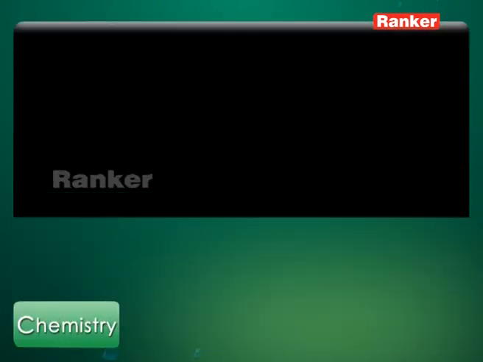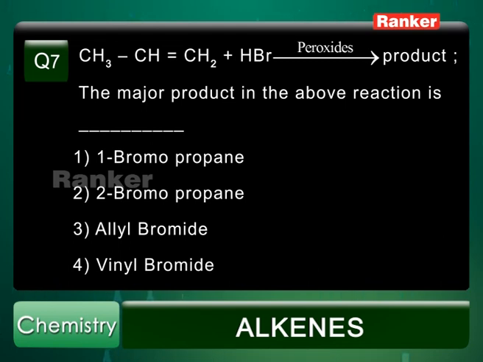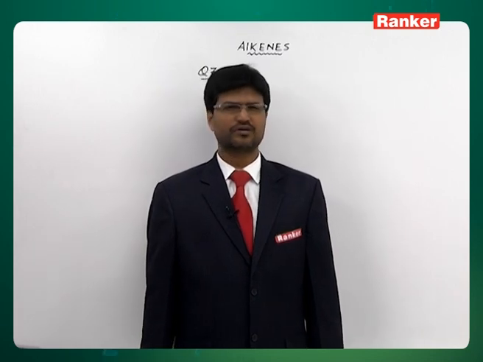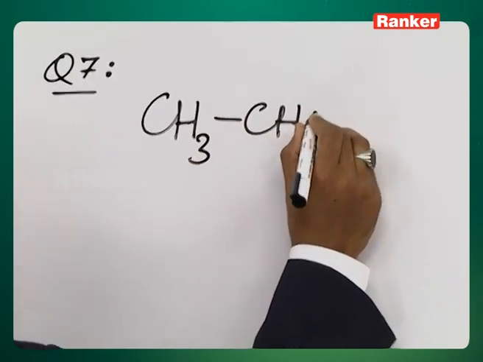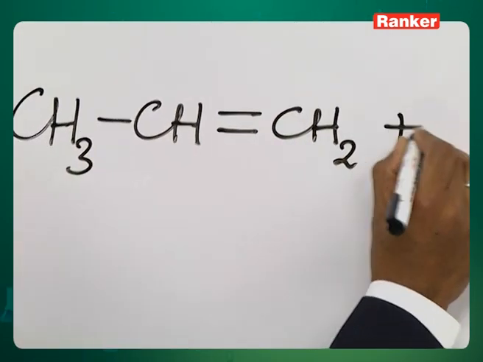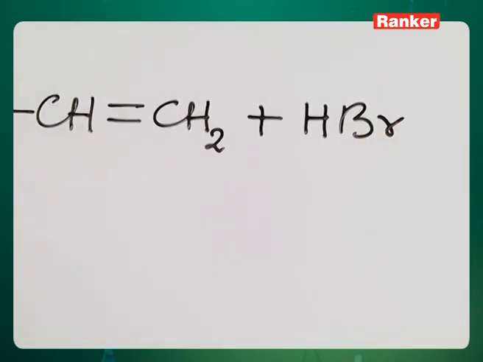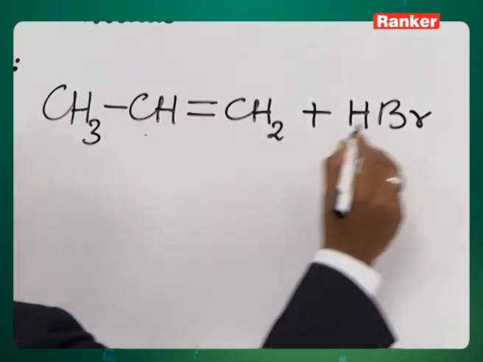Question number 7. Propene is made to react with HBr in presence of peroxide. The major product in the above reaction: first option is 1-bromopropane, second option is 2-bromopropane, third option is allyl bromide, and fourth option is vinyl bromide. See, in presence of peroxide, anti-Markovnikov addition of HBr takes place. That means H goes to the carbon having less number of hydrogens and Br goes to the carbon having more number of hydrogens. So, that is anti-Markovnikov's addition. I will write the equation: CH3-CH=CH2. What is being added is HBr, then H goes to the carbon having lesser number of hydrogens.